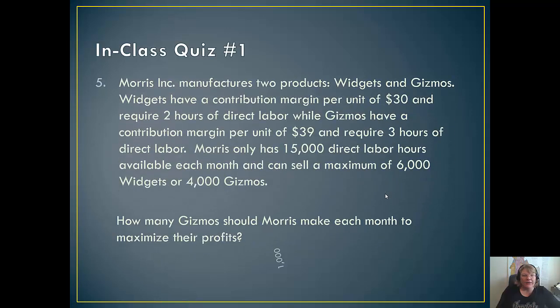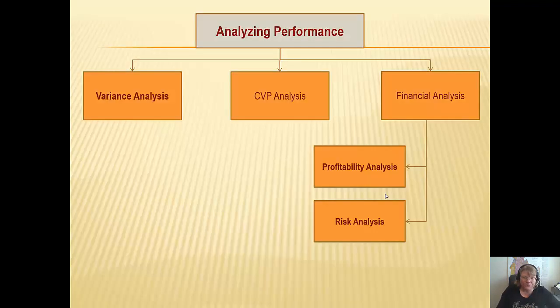And then the last one here, Morris manufactures 2 products, widgets and gizmos. How many gizmos should Morris make each month to maximize their profits? We talked about maximizing our profits in the very beginning of the lectures, and they need to make 1,000 gizmos, and we'll show you how to do that.